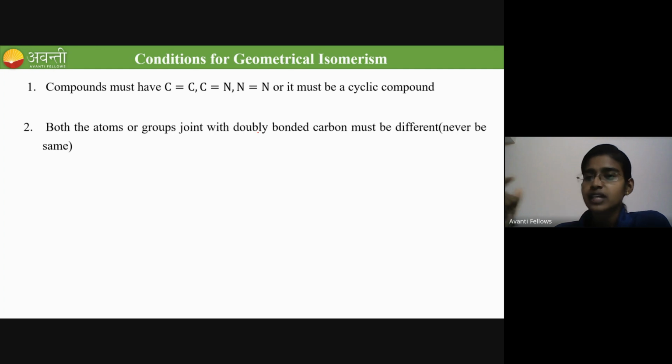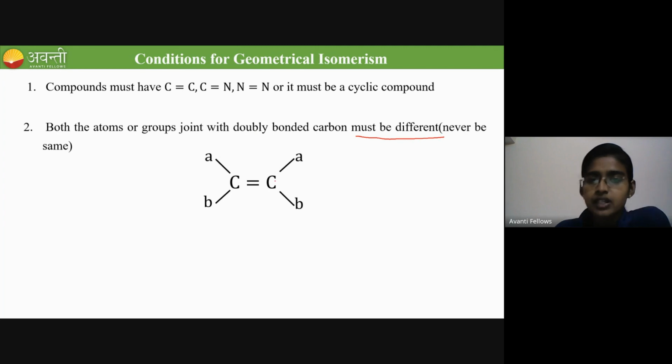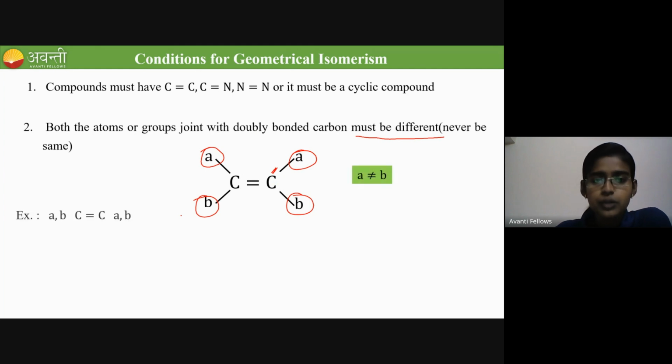In the last case, we saw that all the 4 hydrogens attached to the double bonded carbons were the same. That should not be the case. They must be different. You can see here, they are different. For this particular carbon, we have A and B, different groups, and here also we have 2 different groups. At least 2 groups should be different among the 4, on each single carbon. Got it? A should not be equal to B. That is, A and B should be attached to the first carbon, and A and B should be attached to the second carbon.